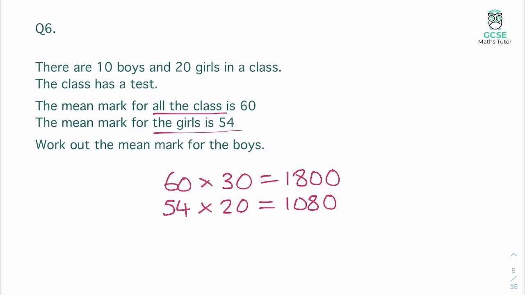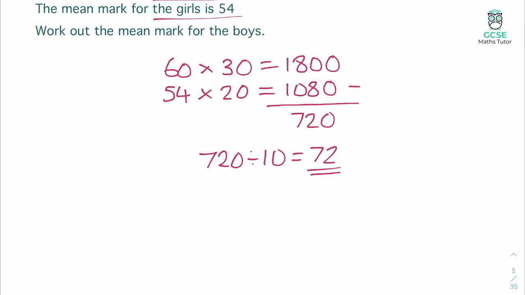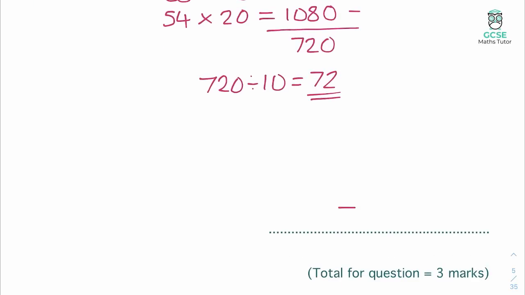Okay, so to work out the total for the boys, we want to take those away from one another, and that would give us 720. And then it tells us in the question there are 10 boys, so we would do 720 divided by 10, and that is equal to 72. So the mean mark for the boys must be 72. So that's what we'd write down there on our dotted line.